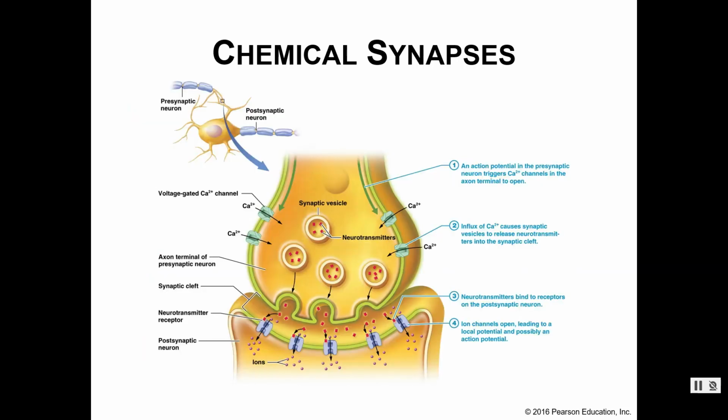This is what it looks like. So this should look somewhat familiar. We had an action potential coming down the axon terminal. We open calcium channels, voltage-gated calcium channels.